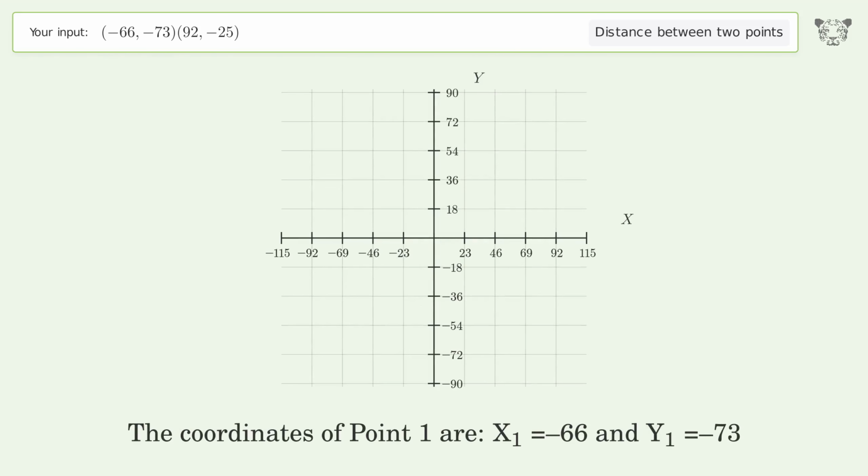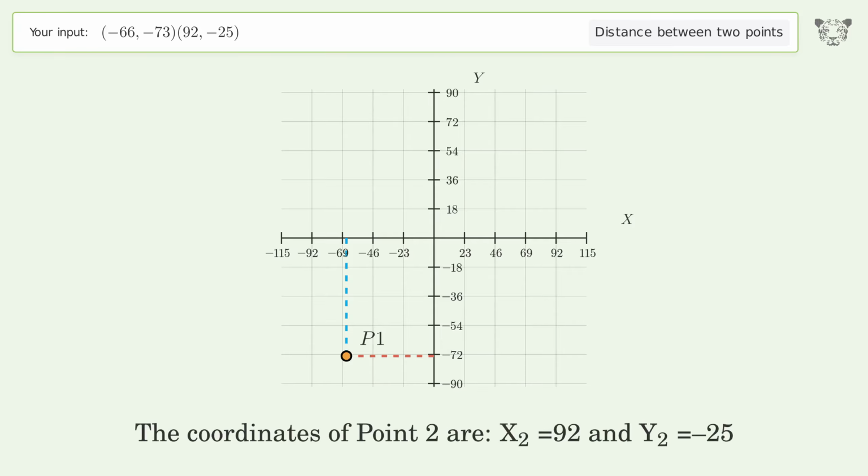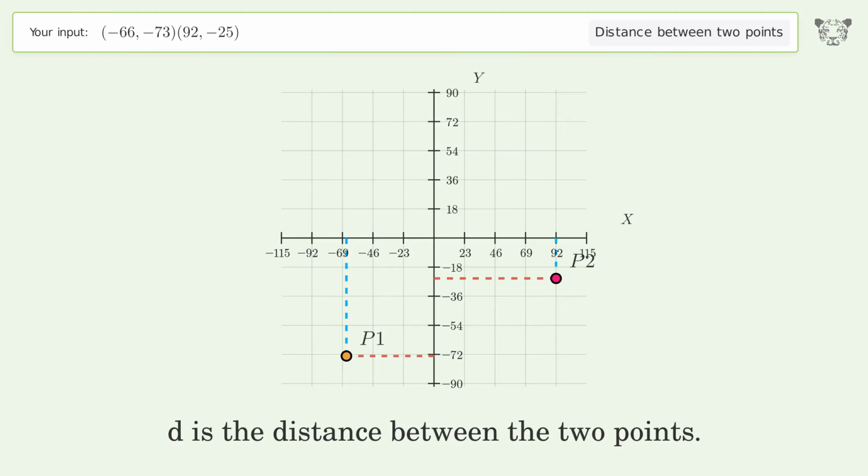The coordinates of point 1 are x1 equals -66 and y1 equals -73. The coordinates of point 2 are x2 equals 92 and y2 equals -25. D is the distance between the 2 points.